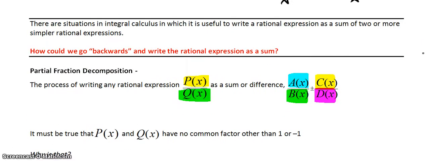The reason you're learning how to do this is because there are some situations in calculus where you're integrating a function, and it's more useful to write it as its sum or difference, as what we call partial fractions. So it's more useful to write them as partial fractions than it is as the whole rational expression. Okay, so this will be very useful in calculus, and you'll understand why when you get there.